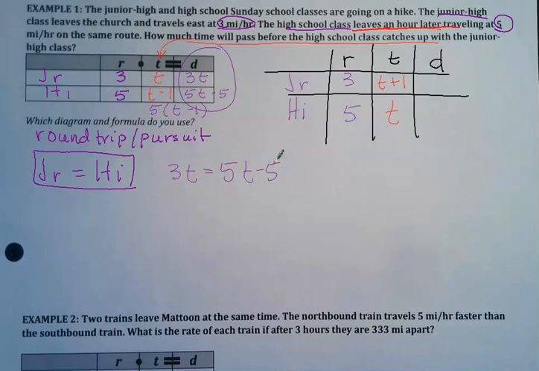Did you just say we had to put them together? Okay, I was like, not put them together, right? Like you already said, this was round trip, and so we're going to set them equal to each other. So our distance for the junior high equals the distance for the high schoolers.